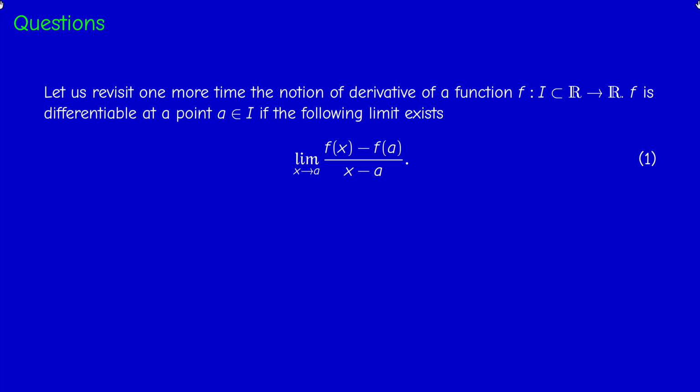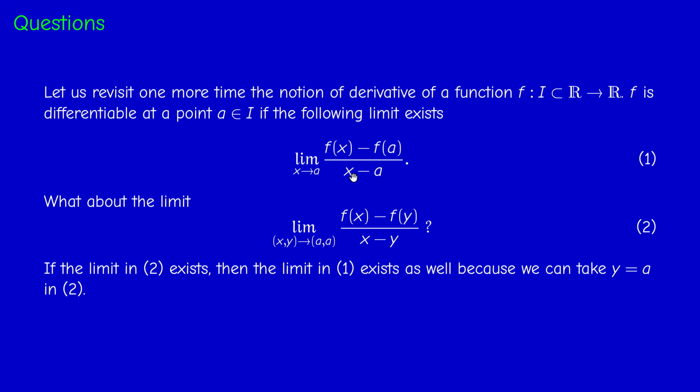You all know that differentiability at a point means the existence of the limit of Newton's ratio. This is what you call Newton's ratio, okay? Or if you like, delta F over delta X. Okay, but now this is a function of one variable, X. But what if we consider a function of two variables? If we consider the ratio f of x minus f of y over x minus y, and let both x and y tend to A independently. Okay, so if the limit in 1 exists, does it follow that the limit in 2 exists?